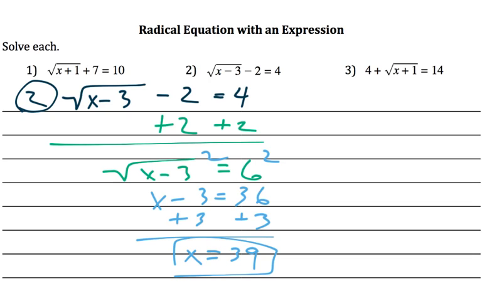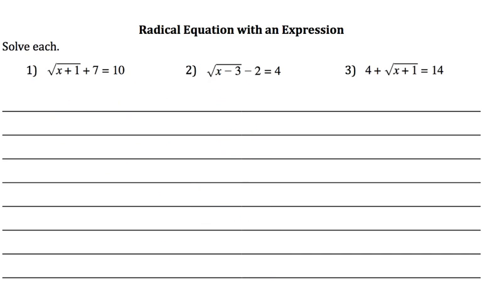Let's check this out. 39 minus 3 is 36. The square root of 36 is 6. And 6 minus 2 is 4. And that's everything that's going on in my head to make sure that the left and right sides are equivalent. Moving on to the third problem.